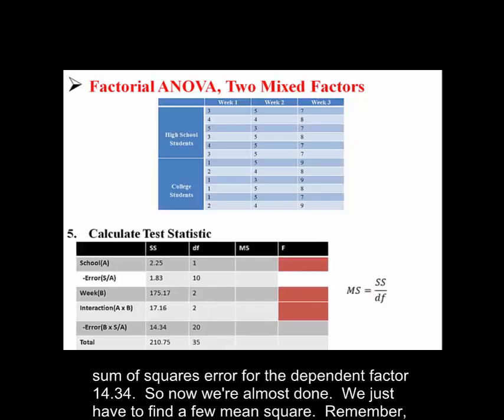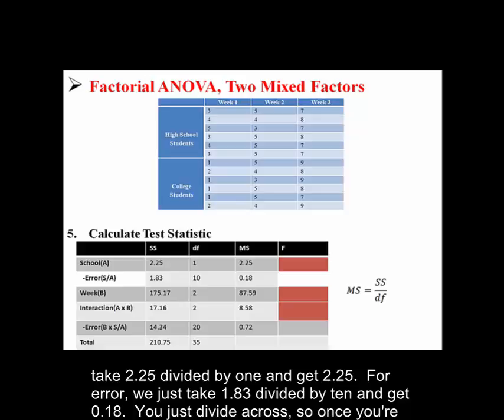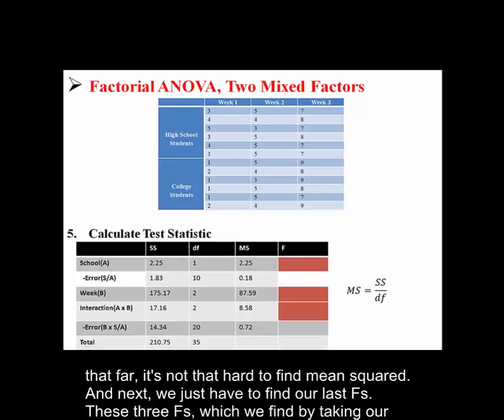So now we're almost done. We just have to find a few mean squared. Remember that mean squared is just sum of squares divided by degrees of freedom. So like for example, for mean square school, we just take 2.25 divided by 1, and we get 2.25. For error, we just take 1.83 divided by 10 and get 0.18. You just divide across, so once you're that far, it's not that hard to find mean square.